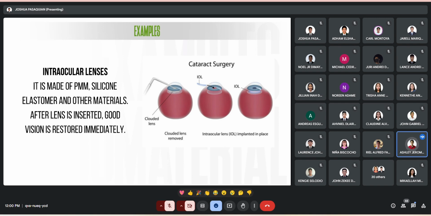So this is the process. It is an artificial lens for the eye and it replaces the eye's natural lens that is removed during cataract surgery. What happens here is those who underwent cataract surgery have good vision again. For the next one, next slide please.